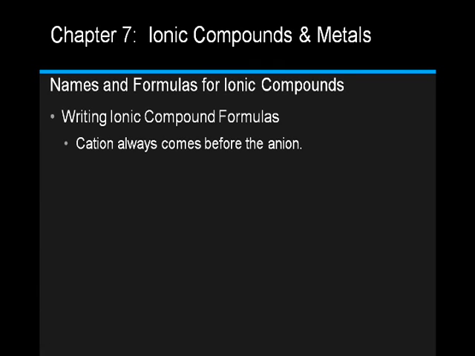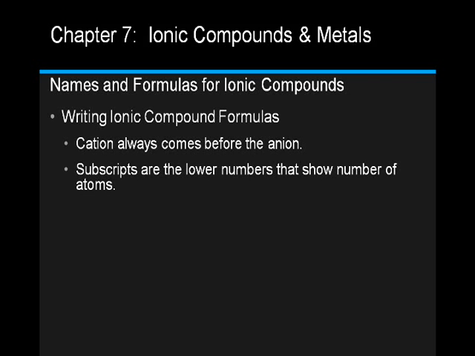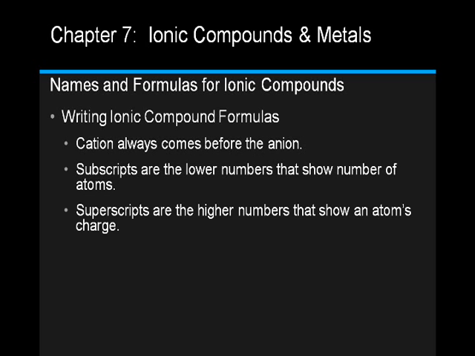Now, the cation, which is going to be the metal, always comes before the anion. And just so that you understand the different parts of a formula, subscripts are the lower numbers that show us how many atoms we have. When we use superscripts, they're the higher numbers that show an atom's charge. And a way to remember that is superscripts are like Superman, they fly high in the air. Subscripts are like submarines, they float low below the surface.